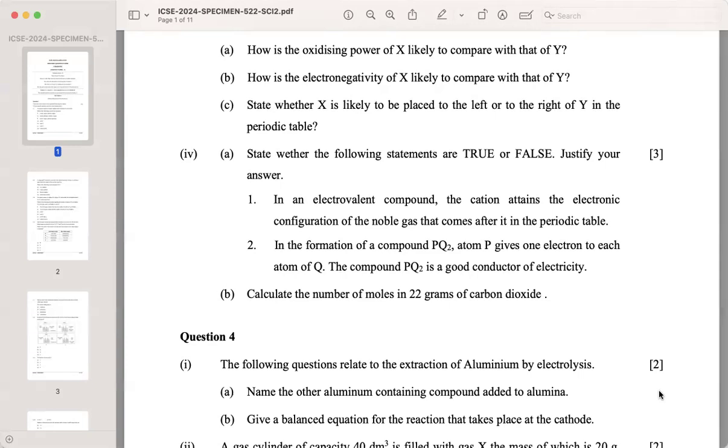CO2 is the formula, so we will calculate the molecular mass, which will come as 44 grams. The formula will be total weight divided by molecular weight. Total weight which is given in the question is 22. 22 divided by molecular weight, that is 44. So 22 divided by 44 will give half, that is 0.5 mole.